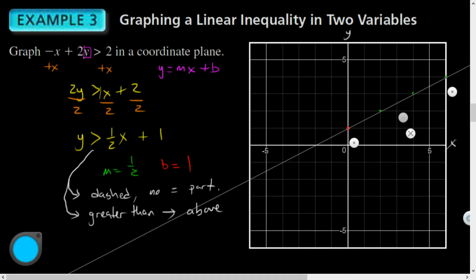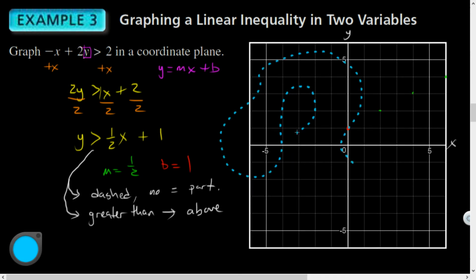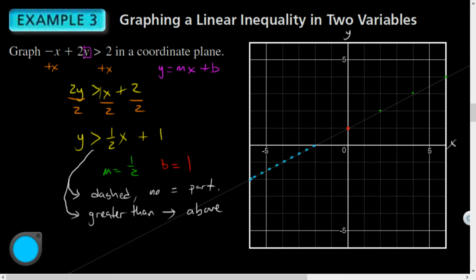Let's see if my dash tool still works. Ready? This is going to be the coolest. Oh, look at that. I can draw the best dashed line. Isn't that great? I love it. So I can cheat using my computer to draw a quick little dashed line. So there's the line. That's the boundary line.